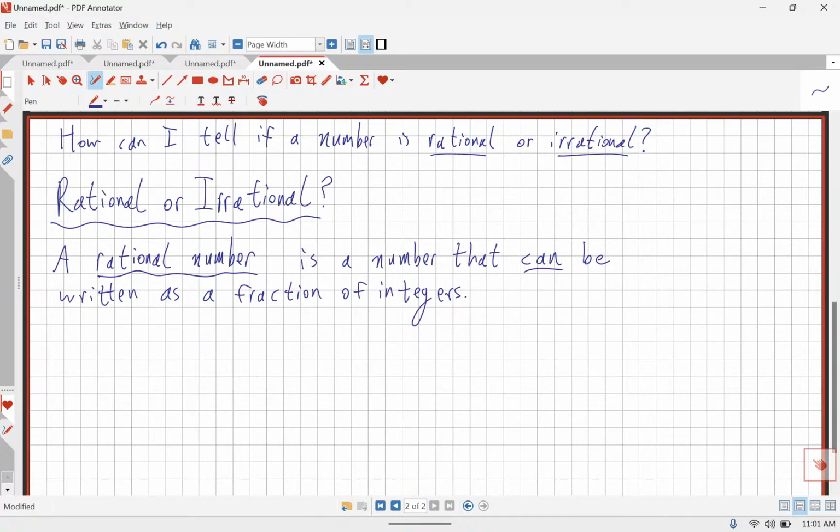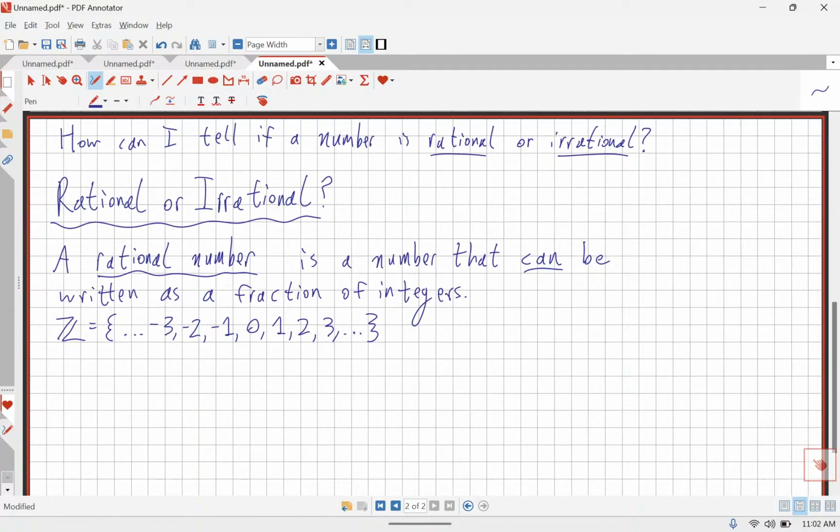We talked about integers in our very first lesson of the year, like the first math lesson that we had. In case you don't remember, the integers are the double-bar Z, and those are whole numbers and their opposites. So if you can have a fraction where the numerator and the denominator are both integers, you've got yourself a rational number. Okay?